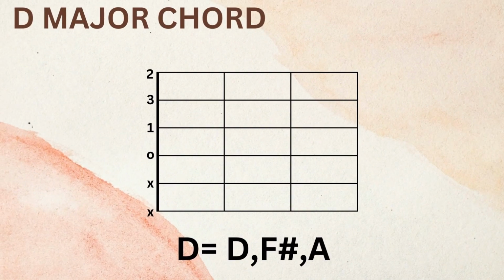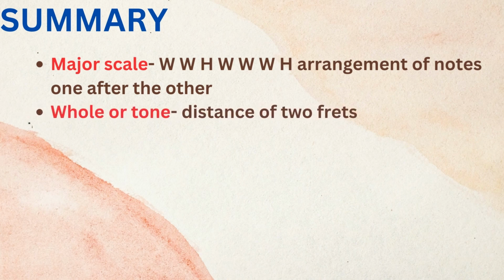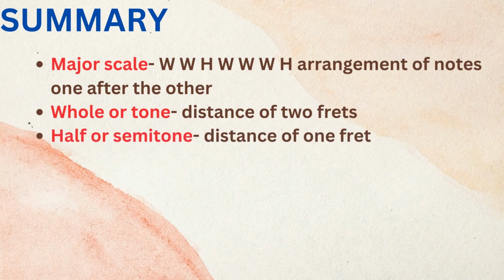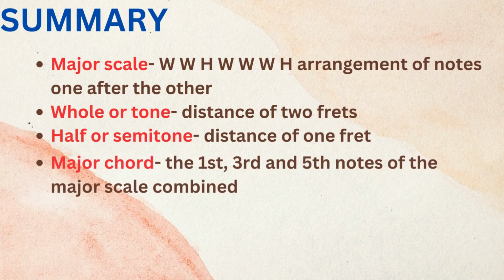On the chord chart, the D major chord is composed of the fretted notes A, D, F sharp, and the open note D. Summary. Major scale is the arrangement of notes in whole, whole, half, whole, whole, whole, half distances one after the other. Whole or tone means a distance of 2 frets. Half or semitone means a distance of 1 fret. Major chord is the first, third, and fifth notes of the major scale.